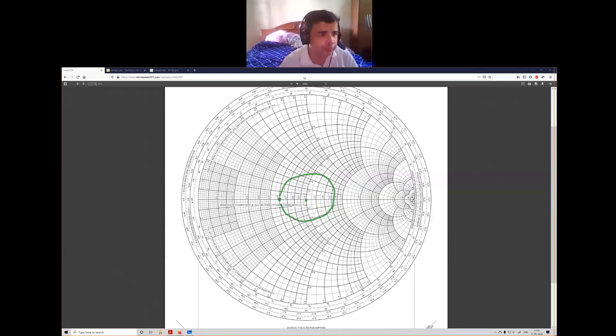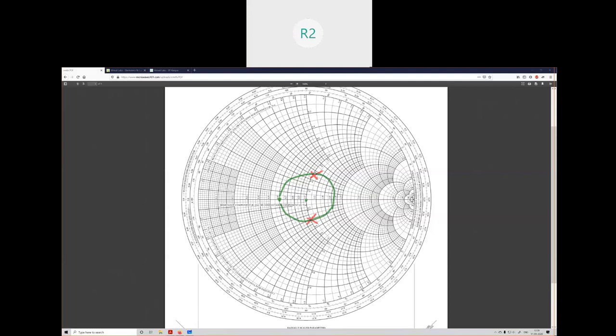Now, these two points are very important. One is this one, the other one is this one. Note the two points which I have marked using a cross. Can anyone guess what the speciality of these two points is? Why did I mark these two particular points? The two points both lie on the same resistance circle. Absolutely. And what is the value of the resistance?